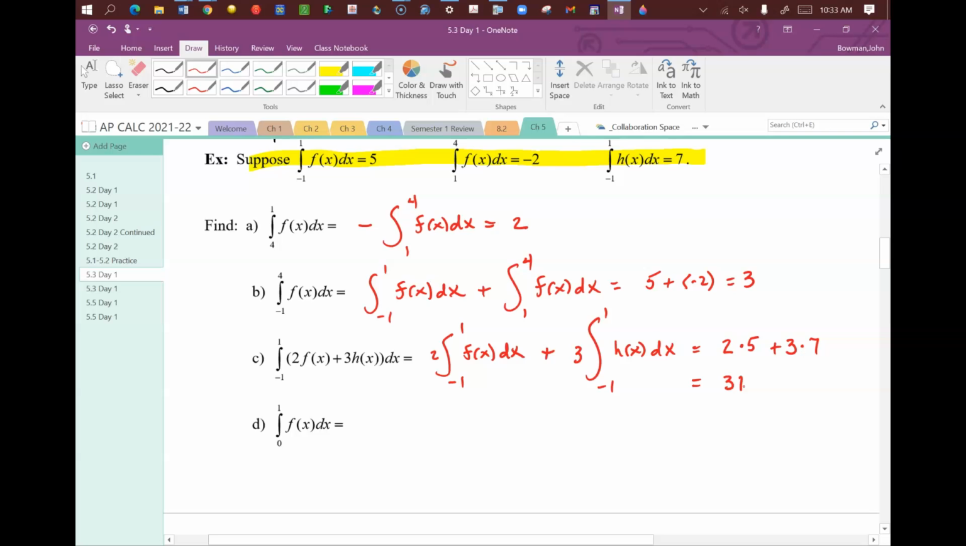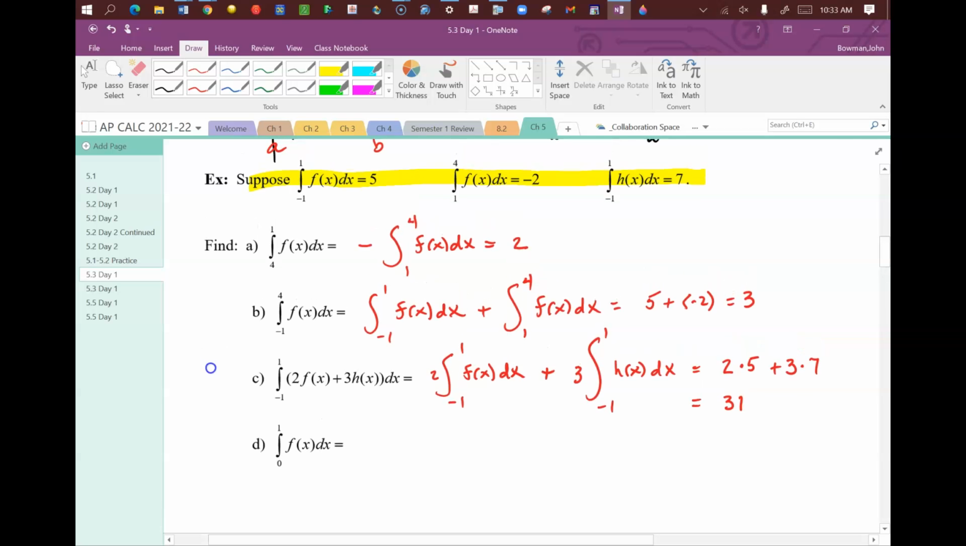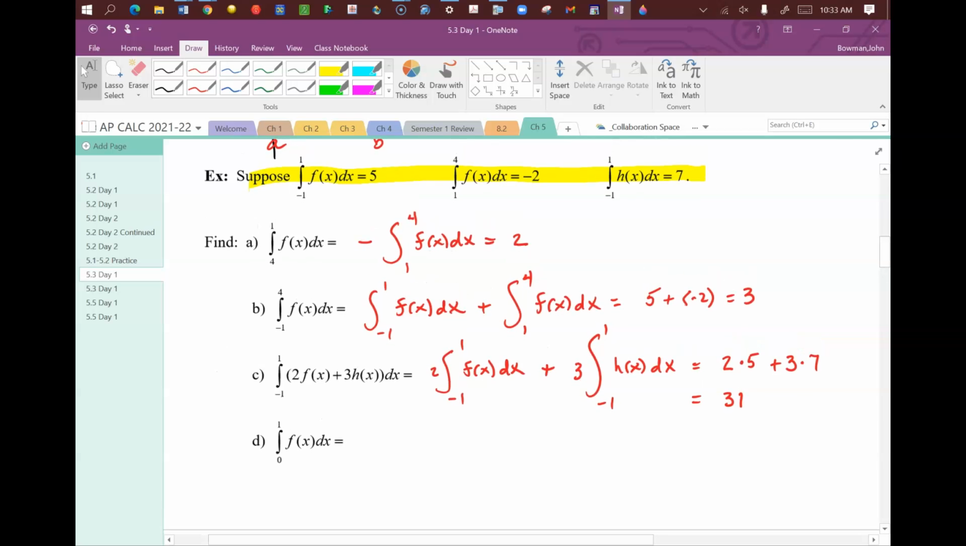And the last one, the integral from 0 to 1 of f of x dx. Now I think some people might have a tendency to say that would be half the integral from -1 to 1 of f of x dx. But you don't know that for sure. Okay? You don't know that there's that symmetry with respect to the y-axis. So this cannot be determined.